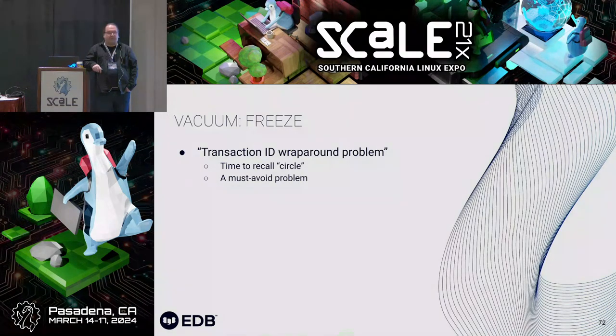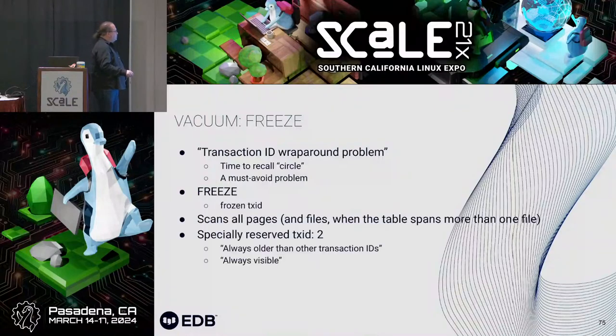So that's called the transaction ID wraparound problem. In the past, it was a big problem, because there was no autovacuum, nothing to control this, and if the DBAs didn't vacuum at all, you would have lots of problems. But this was, again, 20 years ago, not yesterday. So it's a must-avoid problem.